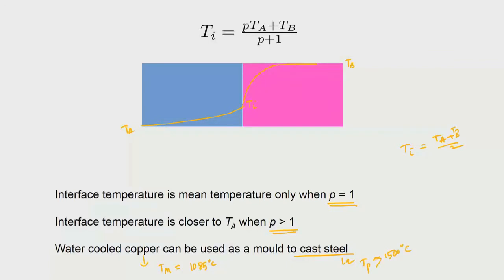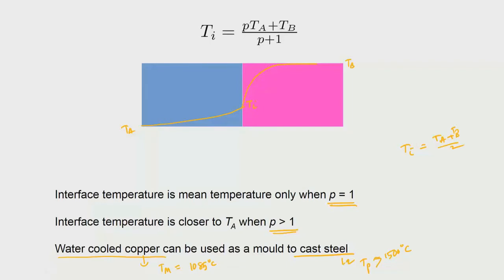So, which means that when we substitute those values with respect to the properties of both copper and steel, we get the value of P, and then we can evaluate, and we will see that the T_I is actually coming below the melting point of copper, which means that if you want to do it sustainably, you will do it with water cooled copper, and water cooled copper can be a mold for cast steel.